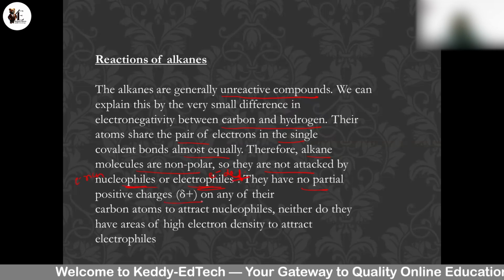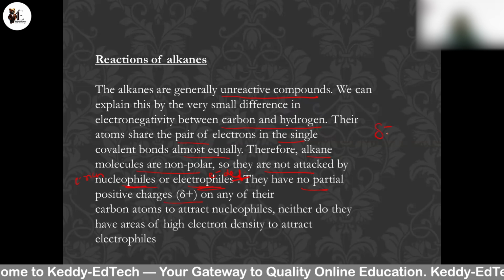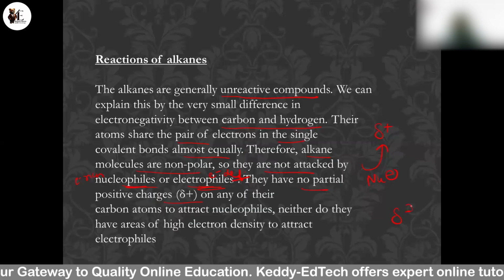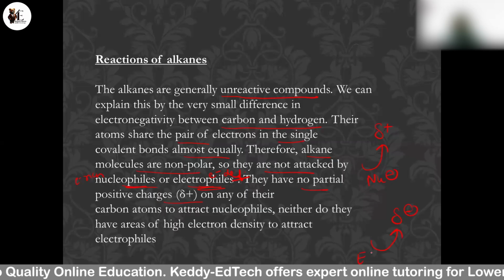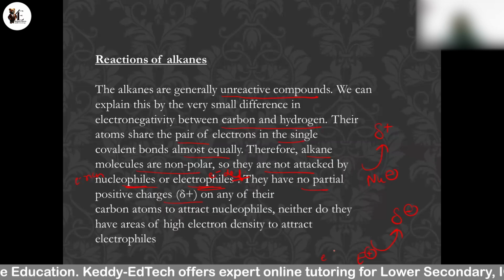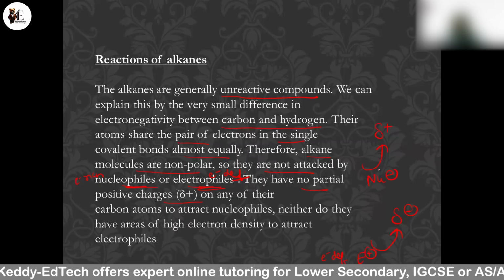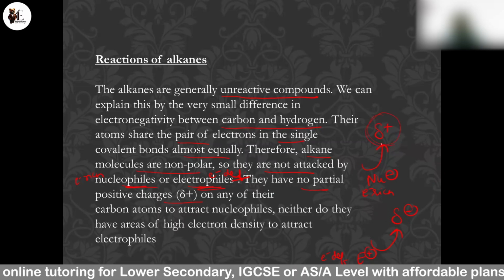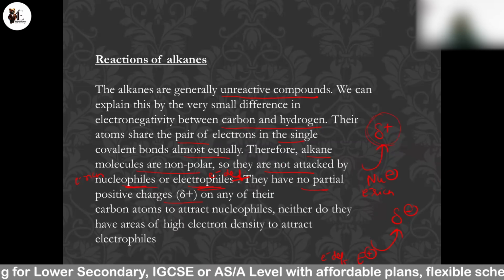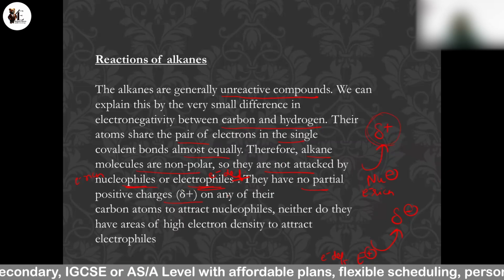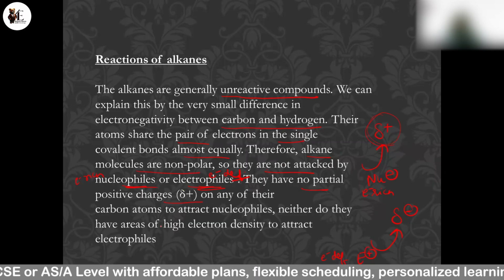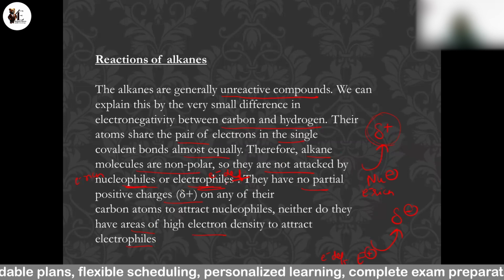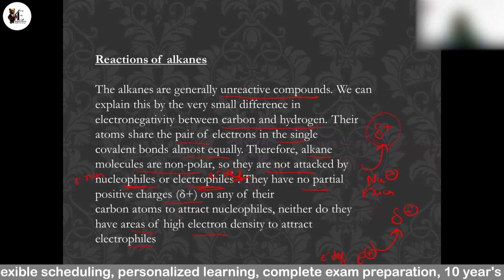They have no partial positive charge, because if they have partial positive charge, then who will attack? Nucleophile will attack. If they have partial negative charge, then who will attack? Electrophile will attack, right? Because electrophile is electron deficient, so obviously it will attack the electron rich compound. Nucleophile is electron rich, so it will attack the electron deficient, that is the partial positive compound. So if they are not polar, they are not attacked by nucleophiles or electrophiles. No partial charges are developed there. Neither do they have areas of high electron density to attract electrophiles. But still they do some reactions, which I'll tell you in the next slides.